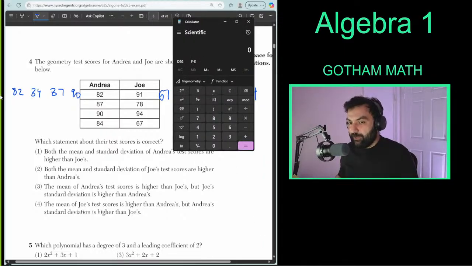Everybody knows how to find the mean. You just add the numbers, divide by how many. So we can do it real quick. It's going to be 82 plus 84 plus, sorry guys, I'm going to have to do it real quick. Divided by 4.